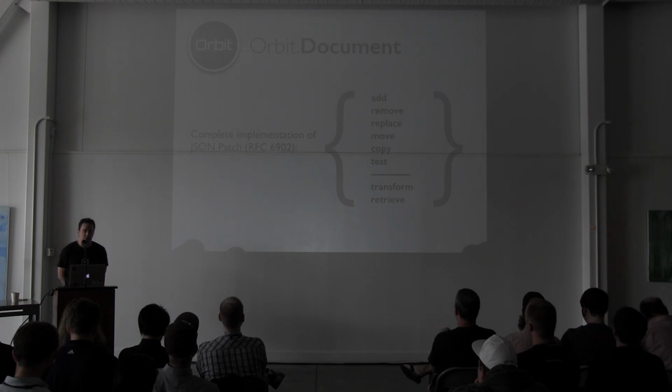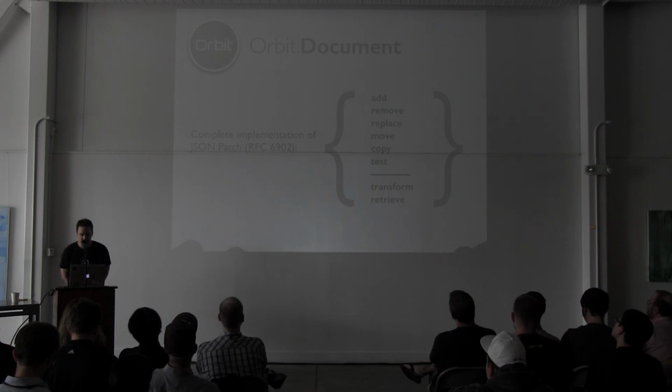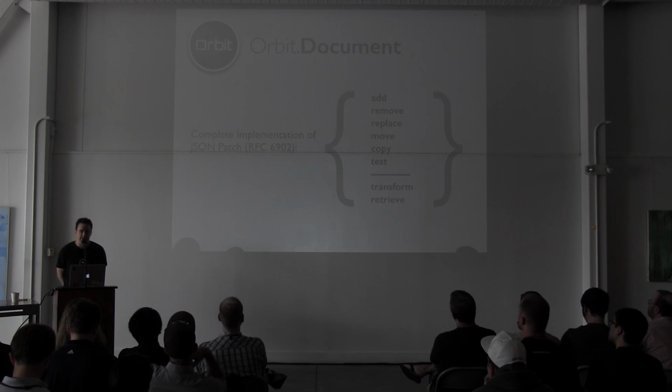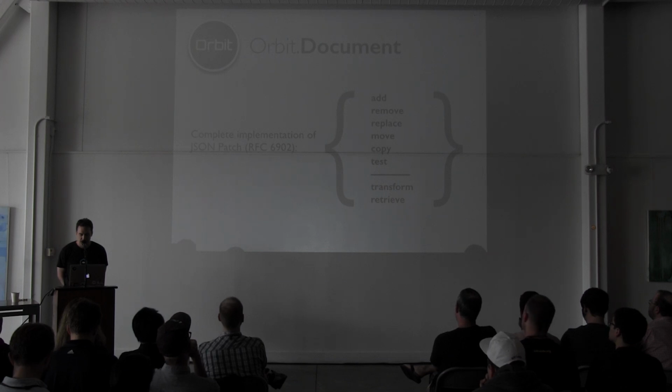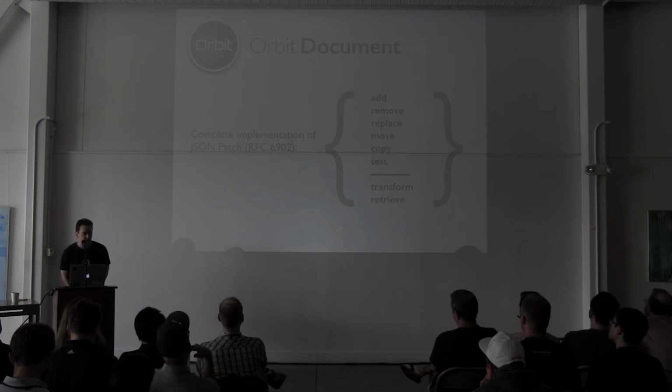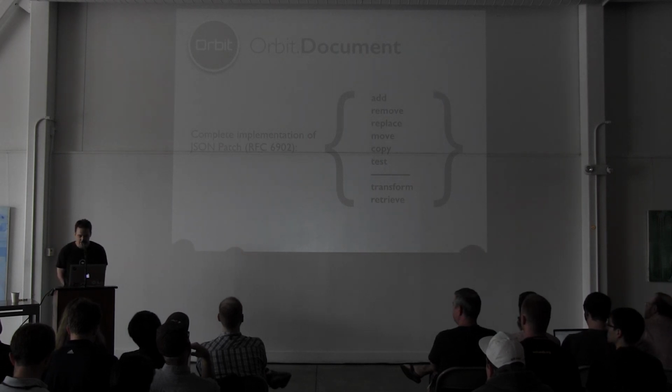So how does a source maintain its data? Orbit has a primitive document class, which is a complete implementation of JSON patch, in which there are different operations that are allowed: add, remove, replace, move, copy, test. Those are all part of the specification. Transform is kind of a general method that can apply any of those operations. And retrieve retrieves data at any point in this document.